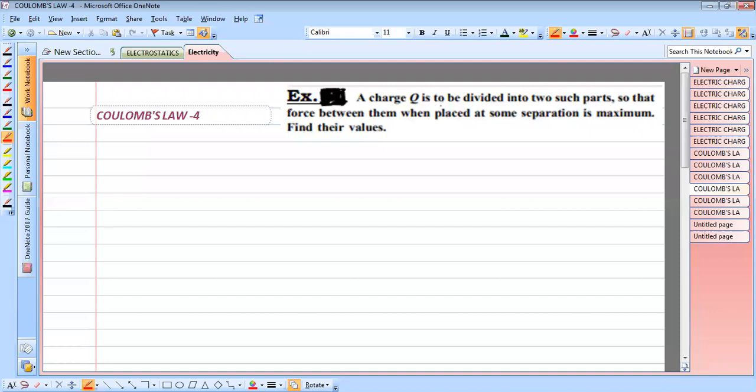A charge Q is to be divided into two such parts so that the force between them, when placed at some separation, is maximum. Find their values. Just think a while. Now a charge Q is divided into two parts. Let us take the two parts as Q1 and Q2. According to the law of conservation of charge, if Q1 is equal to small q, then Q2 equals capital Q minus small q.